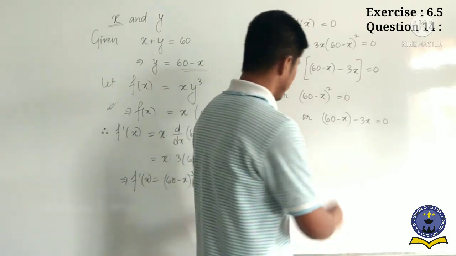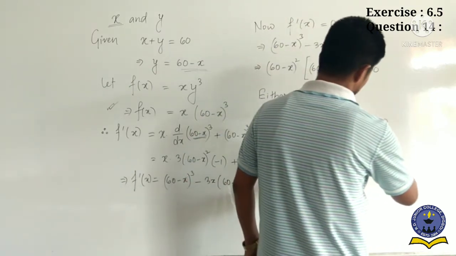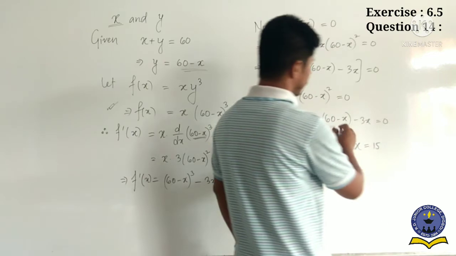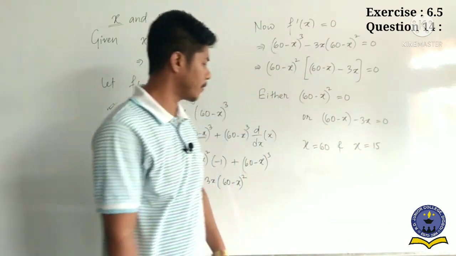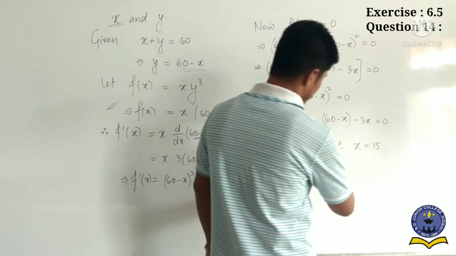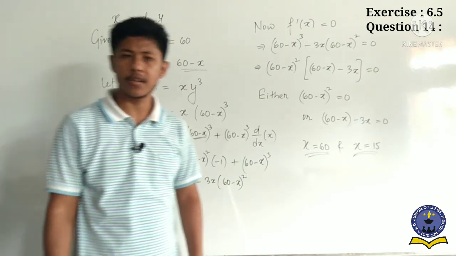So how many critical points do we get here? One is x equals 60 and another one is x equals 15. If you calculate minus x minus 3x, that is minus 4x, so ultimately we get 15. So two critical points we get: x equals 60 and x equals 15.